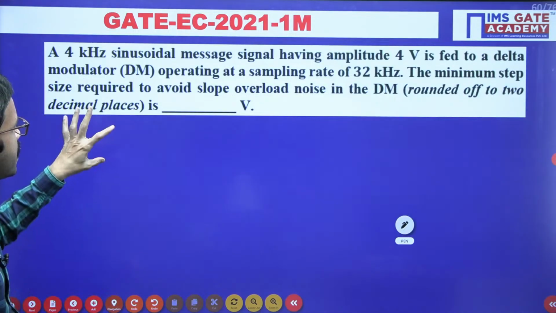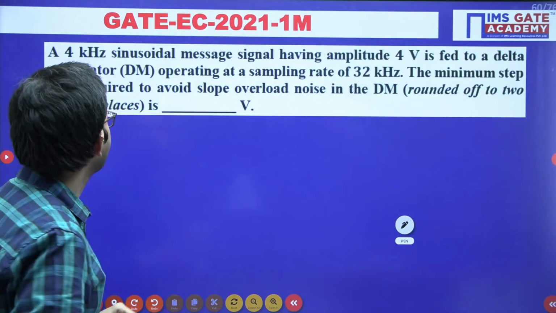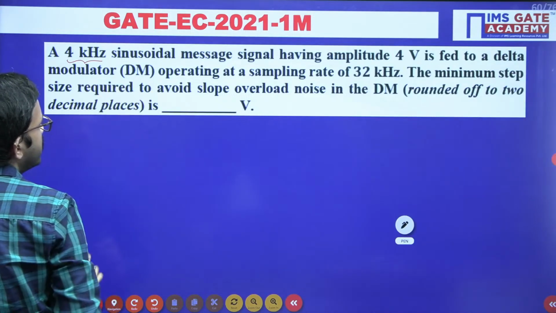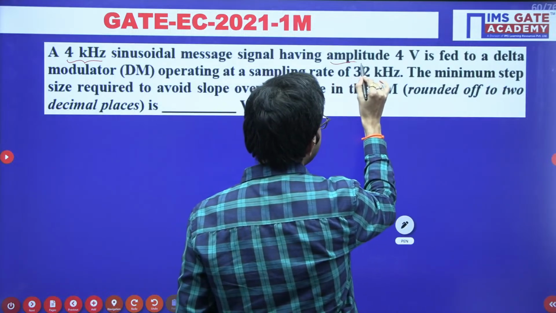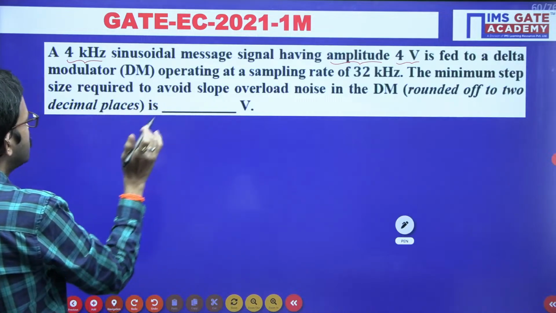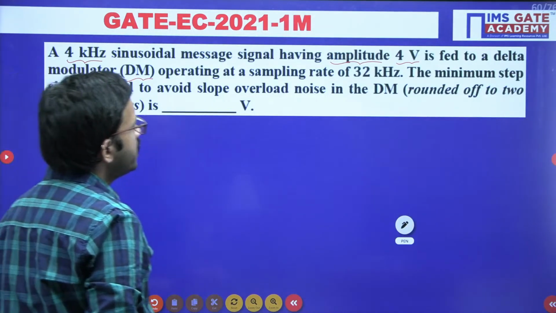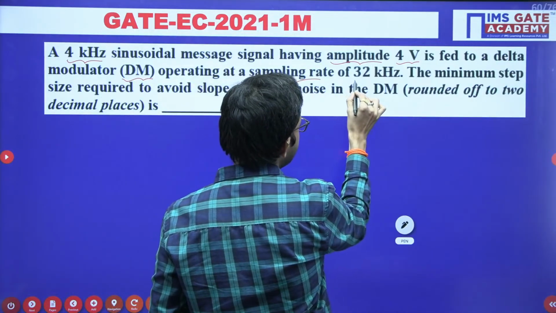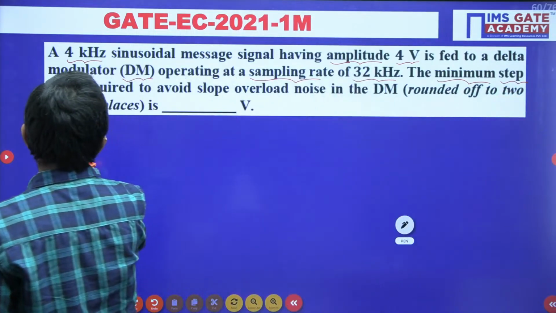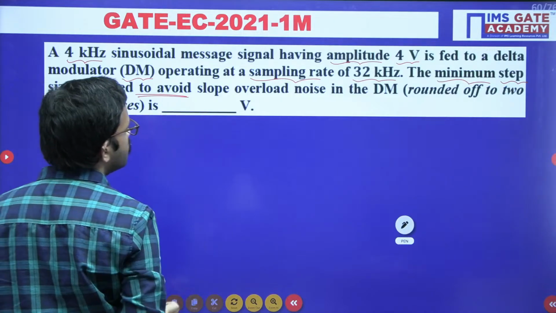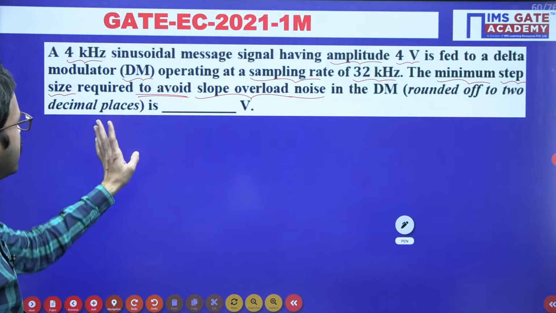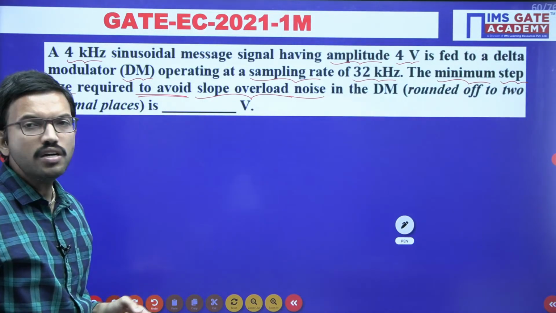In this question, they are asking with respect to slope overload distortion, right? They have given the information regarding the sinusoidal message signal, which is having 4 kHz frequency and the corresponding amplitude as 4 volts, and they have given this message signal as an input to a delta modulator operating at a sampling rate. They have given the sampling frequency 32 kHz. They are asking the minimum step size required to avoid slope overload distortion or slope overload noise in the delta modulator. You can round off the final answer to 2 decimal places.